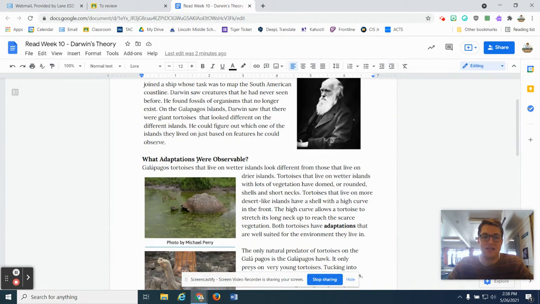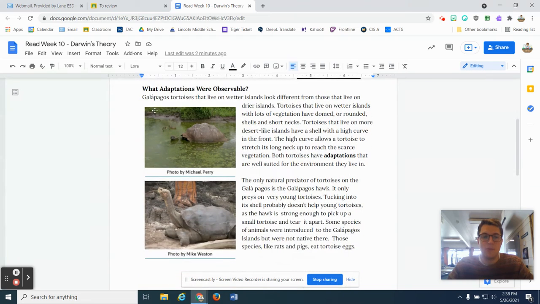What adaptations were observable? Galapagos tortoises that live on wetter islands look different than those who live on drier islands. Tortoises that live on wetter islands with lots of vegetation have domed or rounded shells and short necks. Tortoises that live on more desert like islands have a shell with a high curve in the front. The high curve allows the tortoise to stretch its long neck up to reach the scarce vegetation. Both tortoises have adaptations that are well suited for the environment they live in.